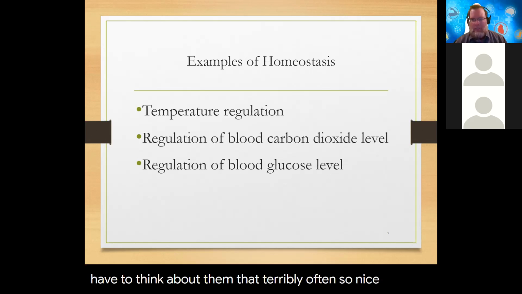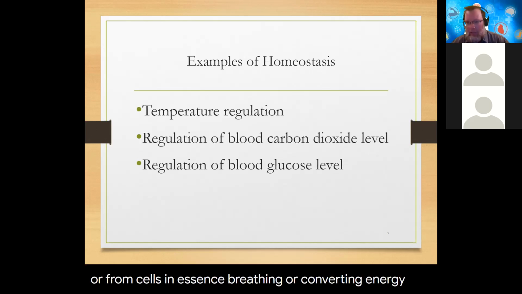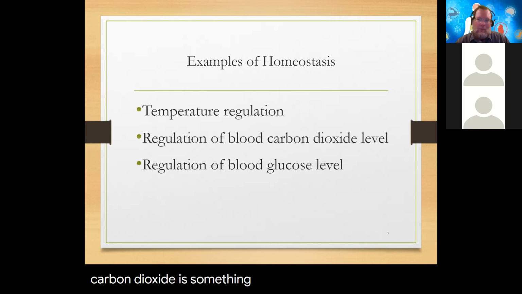So 98.6 for temperature. Carbon dioxide is a waste gas that you exhale when you breathe. It's a waste gas that comes about from cellular respiration or from cells, in essence, breathing or converting energy. So carbon dioxide is something we want to be able to eliminate. When there's a buildup of too much carbon dioxide, it can alter what we call the pH balance. And you've probably heard pH balance at some point. So we won't get into that too much now. We'll get into pH later, but carbon dioxide levels are regulated by our respiratory levels primarily.